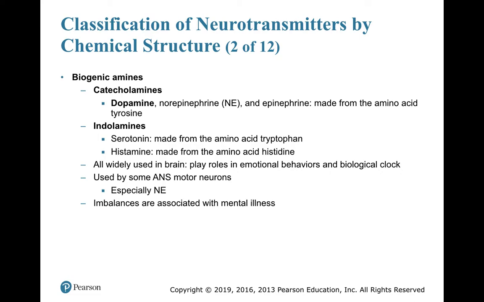Histamine, we've talked extensively about as an inflammatory chemical. It is also a neurotransmitter. It's made from the amino acid histidine. These are all widely used in the brain. They play a role in emotional behaviors. They play roles in biological clocks. Some of these are used by the autonomic nervous system motor neurons, norepinephrine in particular. And when we get to the autonomic nervous system, we'll see that in more detail.